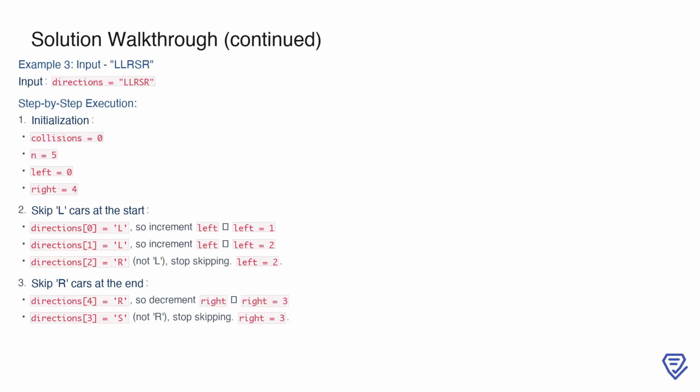The car at index 0 is L, so we increment left to 1. The car at index 1 is also L, so we increment left again to 2. At index 2, the car is R, so we stop skipping, and left remains 2.